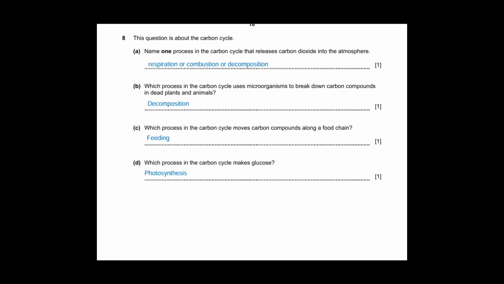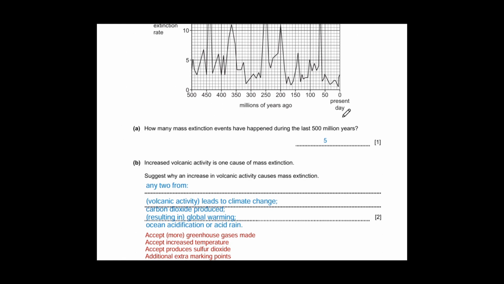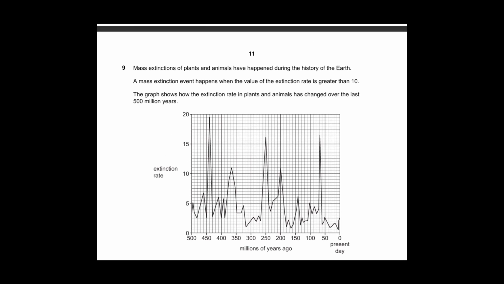Then the third question here, C. Which process in the carbon cycle moves carbon dioxide along the food chain? That's feeding. So the carbon is present in the plant after photosynthesis in the form of glucose. When animals like herbivores feed on these plants, they get the carbon incorporated into their own body during feeding. If carnivores feed on the herbivores, again, the carbon is passed on like that. That's how the carbon is passed across the food chain. Which process makes glucose? Photosynthesis, using the carbon dioxide from the atmosphere. So I believe we remember this as we proceed to the next question.